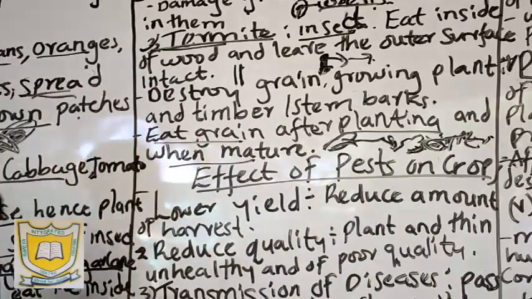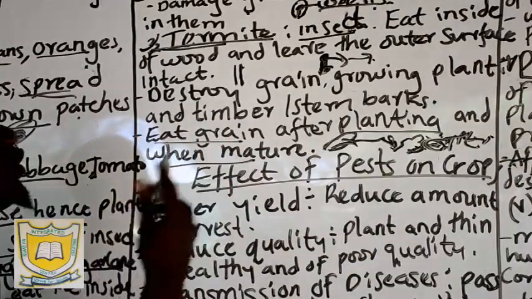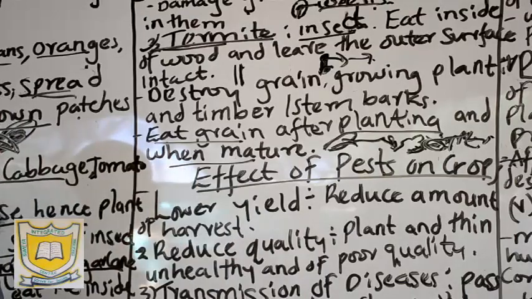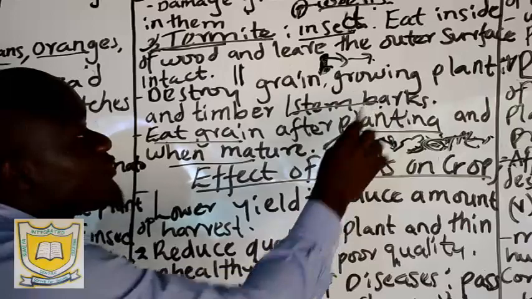Now, the effects of these termites, number one, they destroy the plant and hence weaken the plants from growing. For example, if they eat the bark of a stem, the bark of the plant stem.